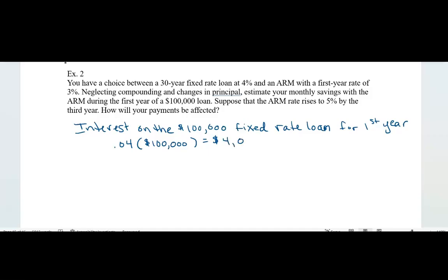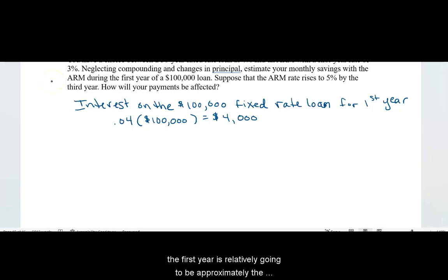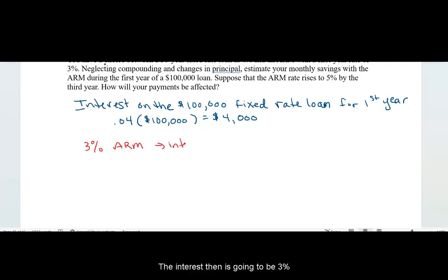All right, so that's what we're saying in the first year is approximately going to be the interest for that first year. Now, let me switch here. With the 3% adjustable rate mortgage, the interest then is going to be 3% of the 100,000. So 0.03 times 100,000, and so we know that's just going to be $3,000.